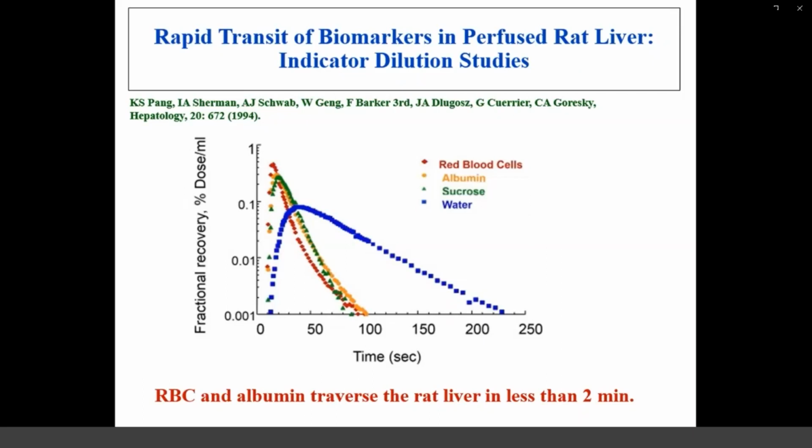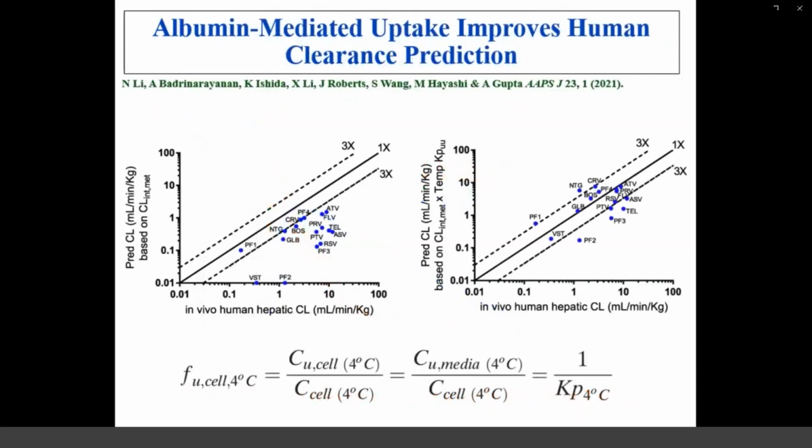Let's consider albumin as well. Albumin is a rapid transit time, and there's a couple complications with albumin. This published study shows predicted versus in vivo measured hepatic clearances of a number of drugs that are subjected to transporter uptake. And one sees the appreciable separation from the line of identity.